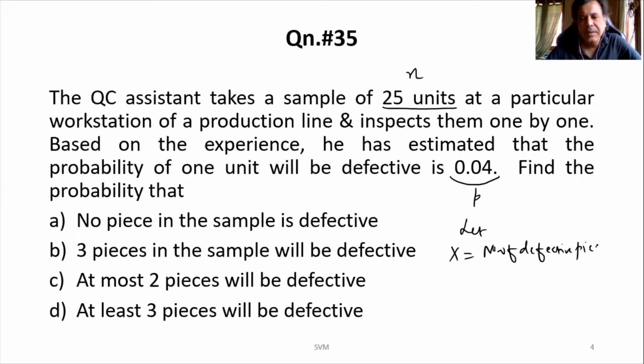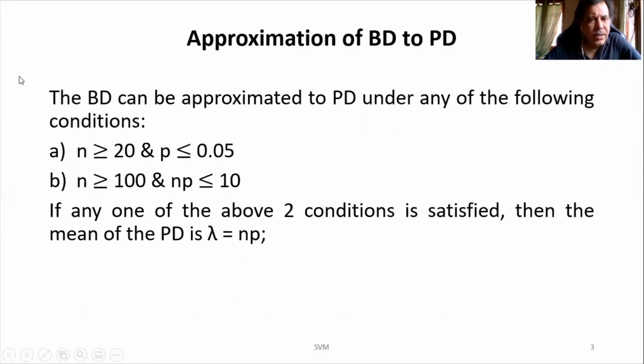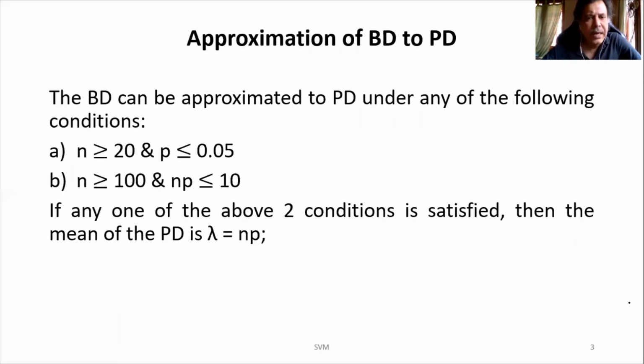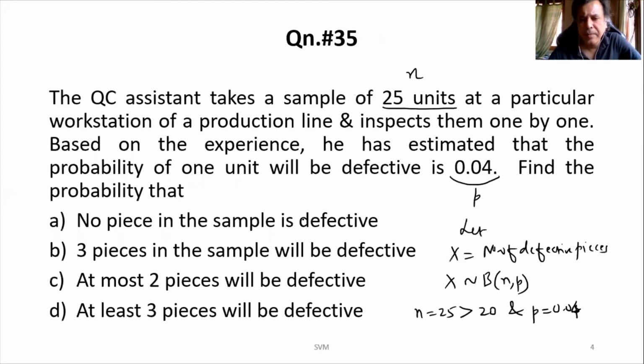Defective pieces. It is very clear that X follows binomial with n, p, because you have got both n and p. But now we may notice that here n is 25, and it is larger than 20, and small p is known to be 0.04, and it is definitely less than 0.05. Therefore, I can approximate this binomial distribution to a Poisson distribution.